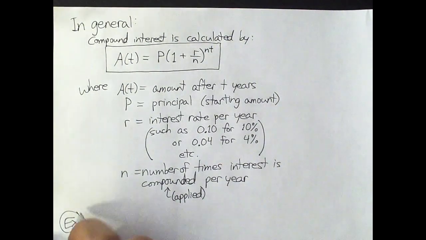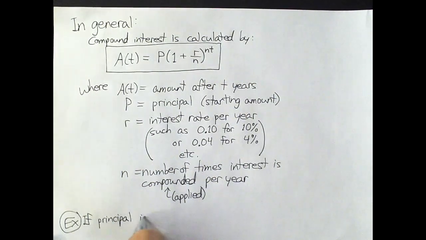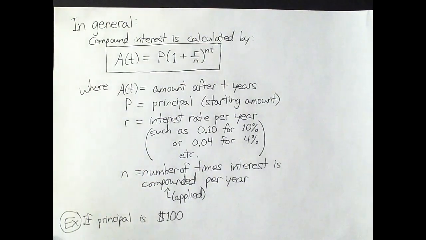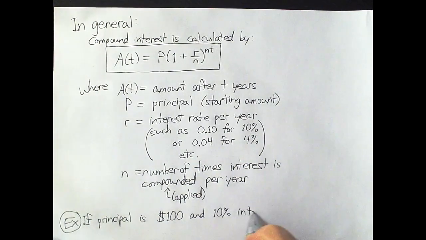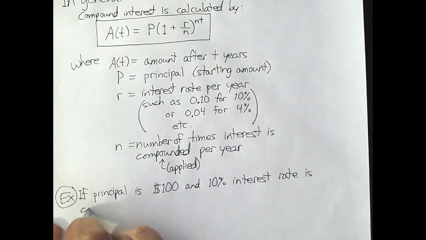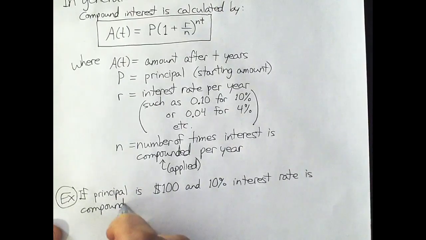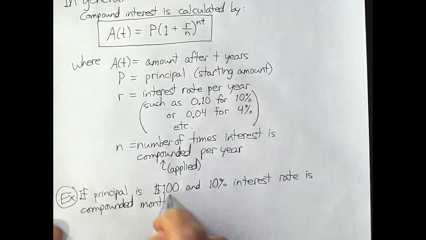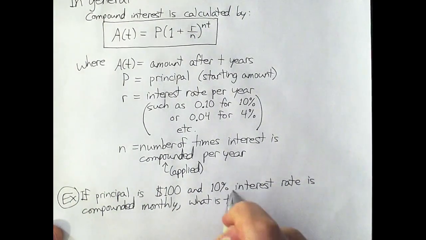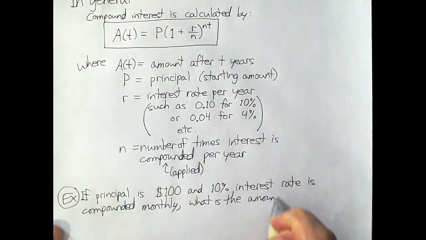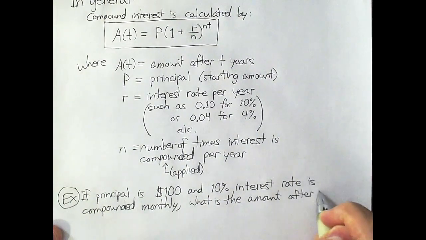So for example, a quick little example of this. How about if the principal is, we'll start with small numbers again. If the principal is $100 and a 10% interest rate is compounded monthly, what is the amount after 3 years?